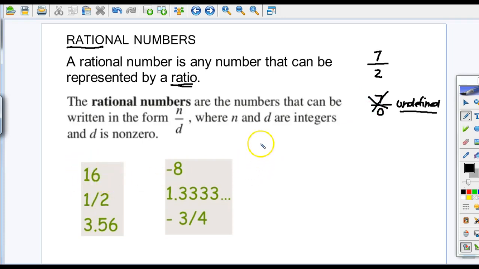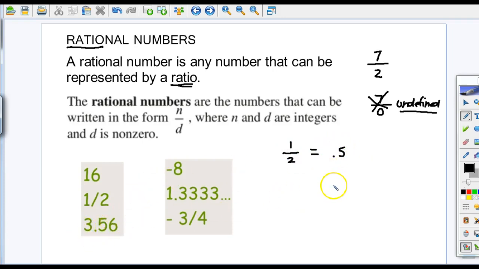But here we have some examples. 16 is a whole number. I can write 16 as 16 over 1, right? I can also write it as 16 over 100. Another example we have here is 1/2. This is 1 over 2, right? It can also be written as 0.5. Fraction or decimal, these are both rational numbers.